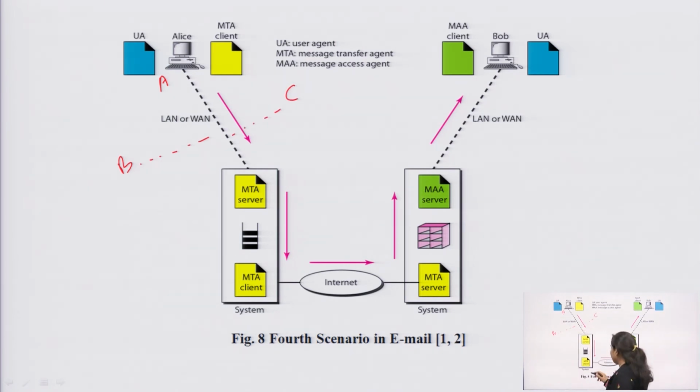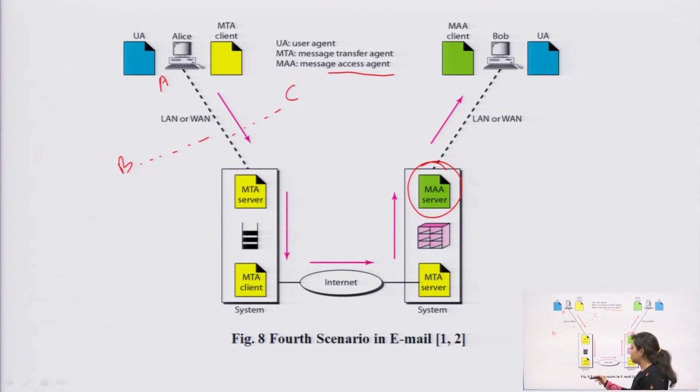Now, here the server and client are there. In the previous example, there is no requirement of MAA, the server is there. Now, MAA is the new agent, that is the message access agent, which is used in this fourth scenario.